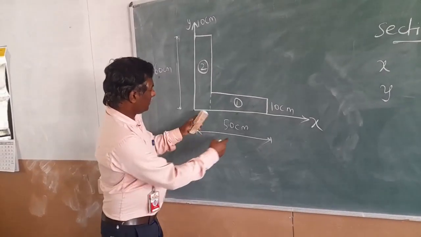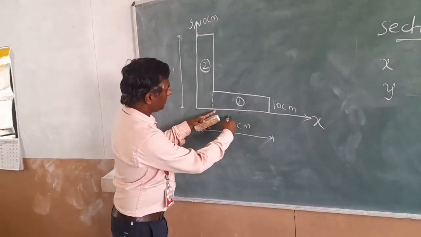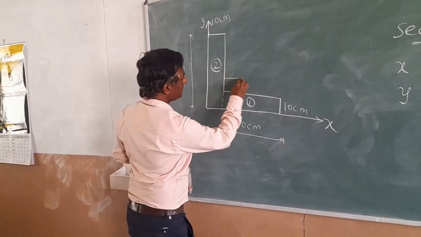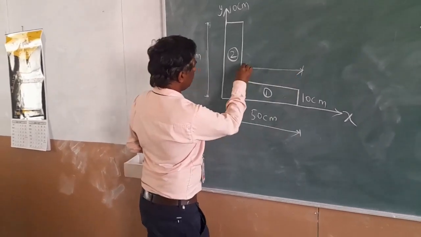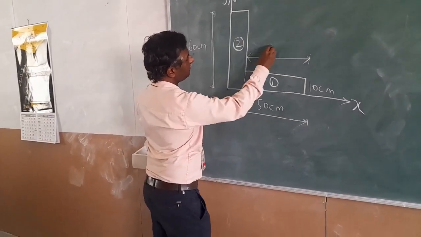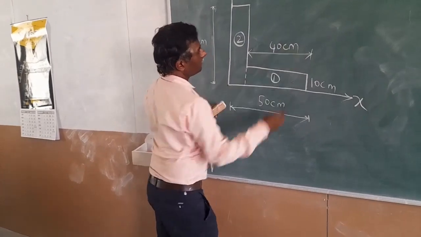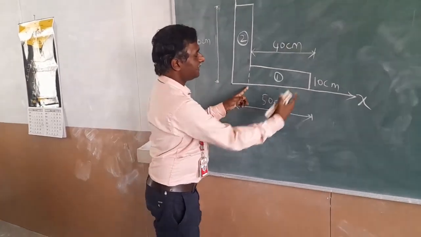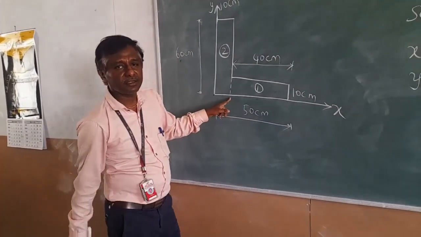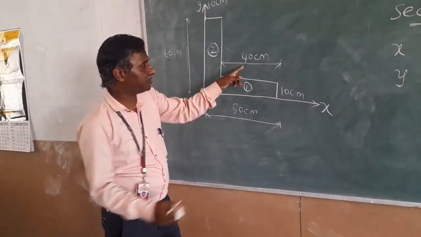Now consider this rectangle. What is the distance? Since the thickness is 10 centimeter, the height should be 40 centimeter. For a rectangle, the centroid will be half of the value, so 40 by 2.